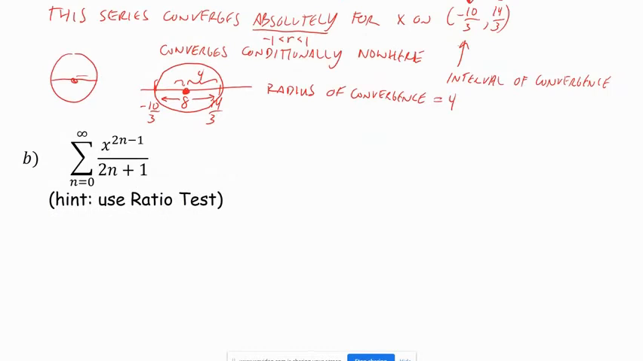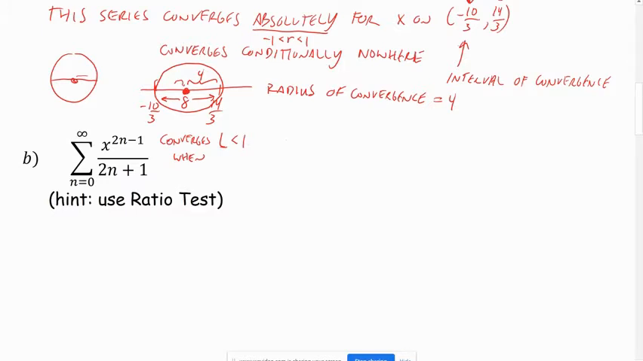Okay, example B. This time we're going to use the ratio test to find out when this converges. Remember we said when we apply the ratio test, if L is less than 1, then it's going to converge, and when L equals 1, it's inconclusive. So we're going to look at that situation when L equals 1. We're going to look at those values individually. Okay, so let's first find out when L is less than 1.